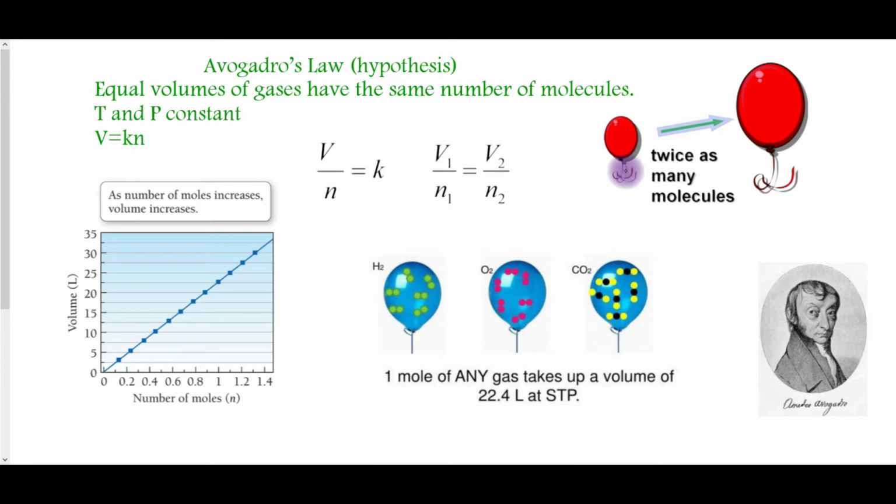You could think of blowing up a balloon. As you put more air molecules in it, the balloon volume increases. This is a direct relationship, as you can see by the graph. We're concerned with this version of the law, volume over moles equal volume over moles. And as a reminder, 1 mole of any gas takes up 22.4 liters at STP.